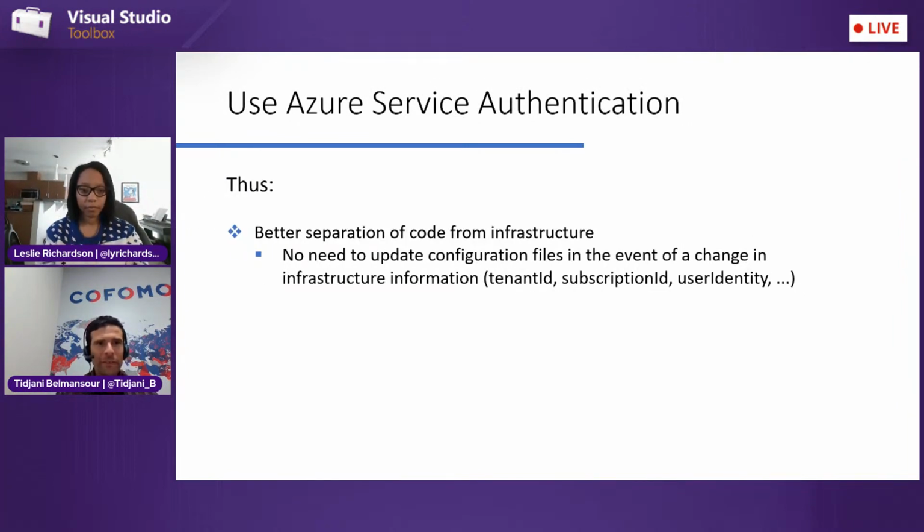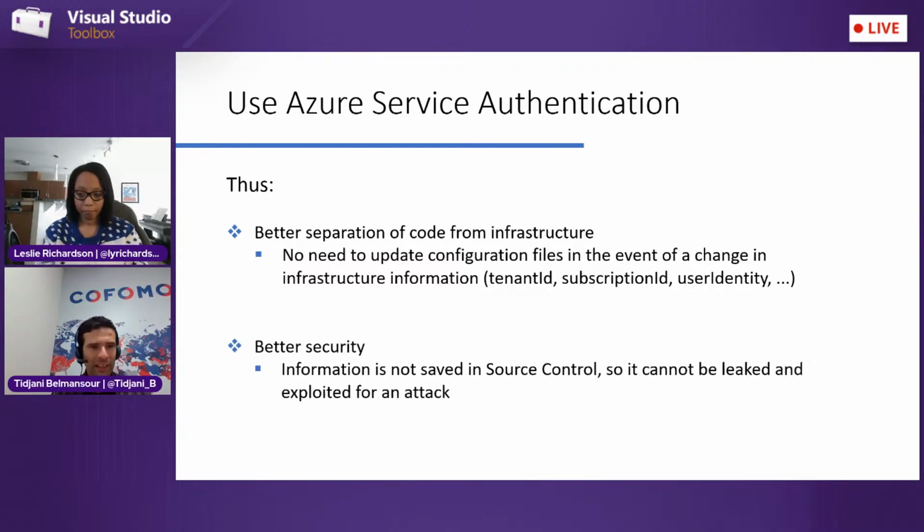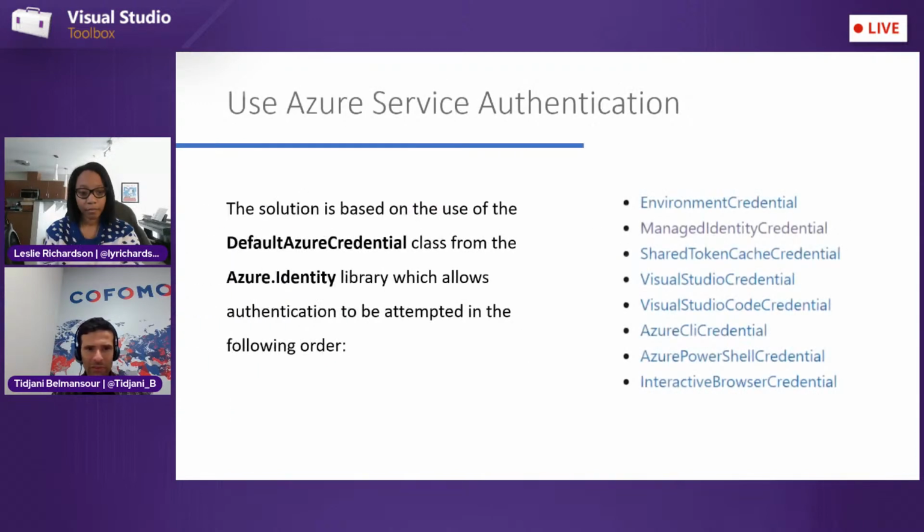Thus, by leveraging the Azure Service Authentication, we can do a better separation of the code from the infrastructure. So we don't need anymore to update our configuration file if the sensitive information changes. And we have better security because information is encrypted and it's not anymore stored in the source control. So it cannot be used for an attack.